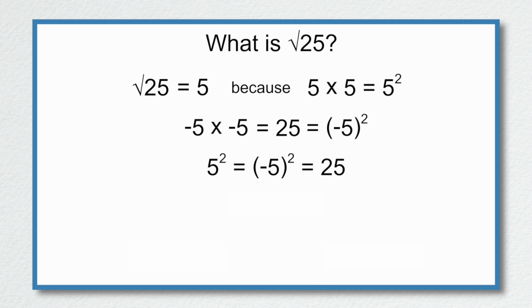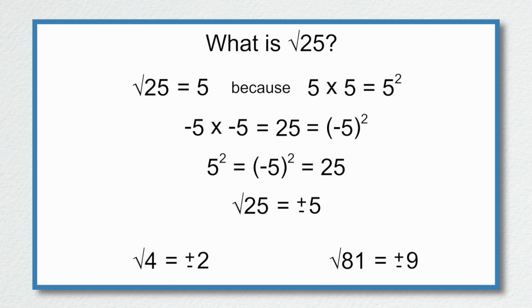So actually, when we are finding the square root of 25, the answer could be positive or negative 5. Because if we square either positive 5 or negative 5, we get the answer 25. So if we had the square root of 4, in the previous video we would have said the square root of 4 is equal to 2 because 2 multiplied by 2 is equal to 4, or 2 squared is equal to 4. But actually the square root of 4 could be positive or negative 2, because negative 2 squared, or negative 2 multiplied by negative 2, is also equal to 4. And if I had the square root of 81, that would be positive or negative 9.